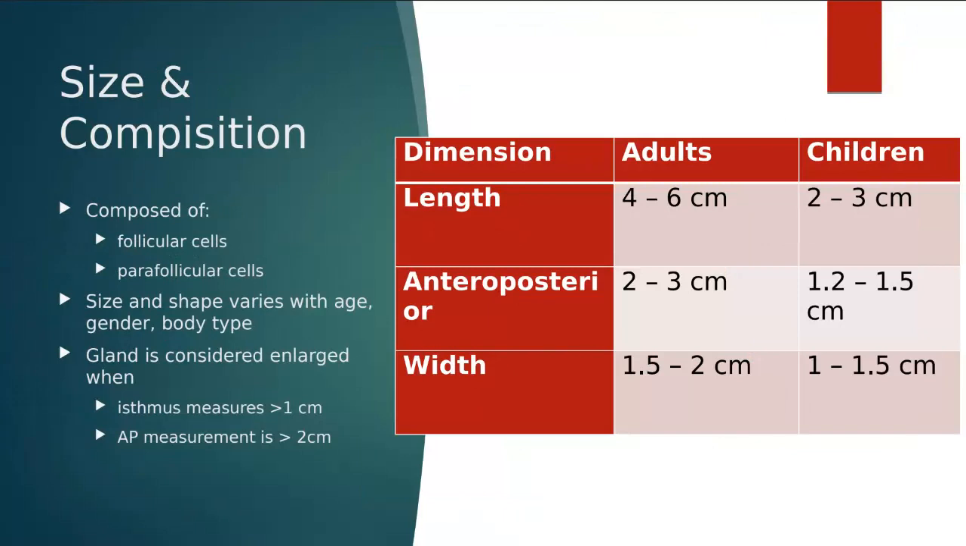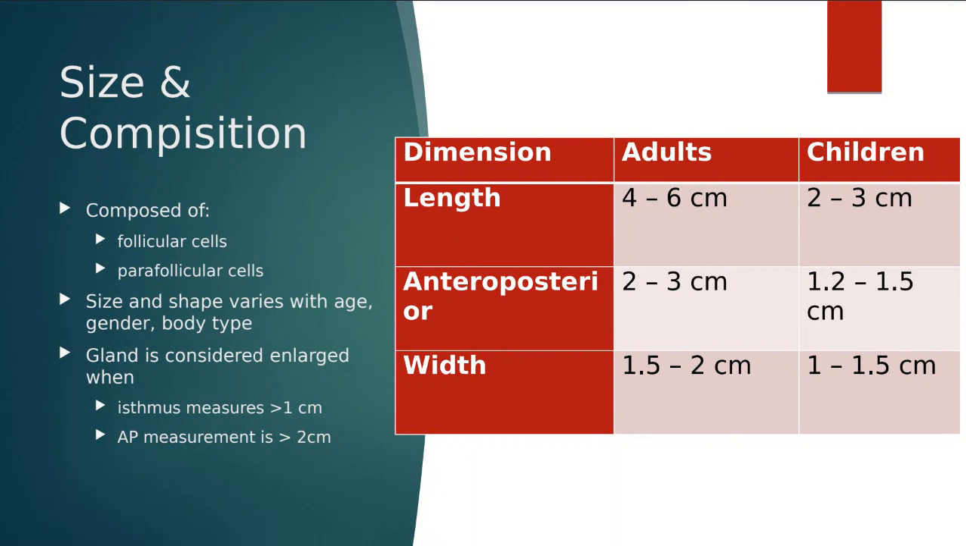So, some size and composition information on the thyroid itself. The thyroid tissue is going to be composed of these really functional cells. When we get into the physiology of it, our thyroid has so many different purposes and functions, and these cells are constantly working. So the tissue itself is going to be made up of follicular cells and parafollicular cells. We will get into that a little bit further.